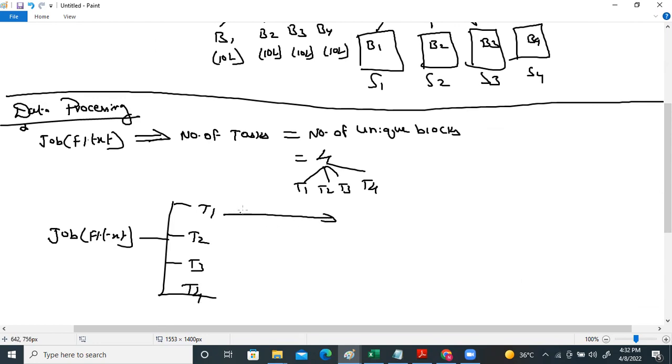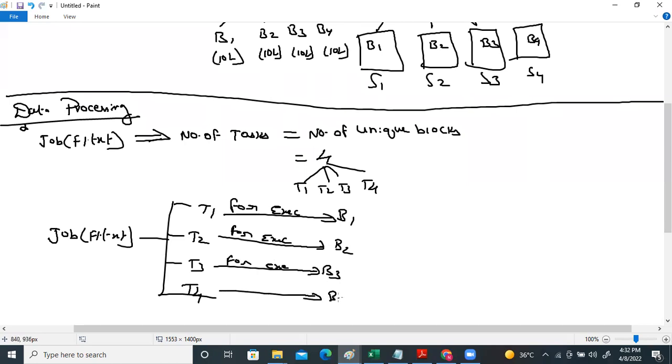T1 task is for executing the B1 block, right? T2 task is for executing B2 block. T3 is for executing B3. T4 task is for executing B4. Now assume block 1 has some 10 lakh records.